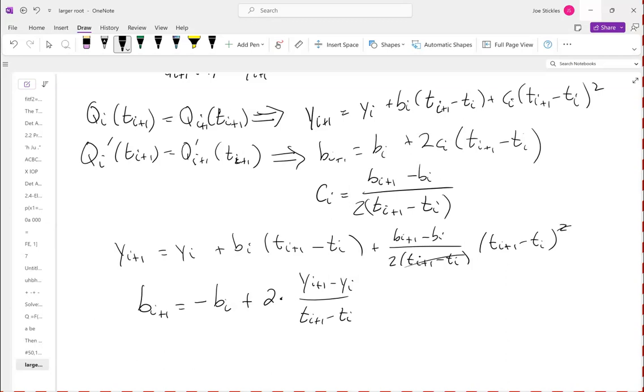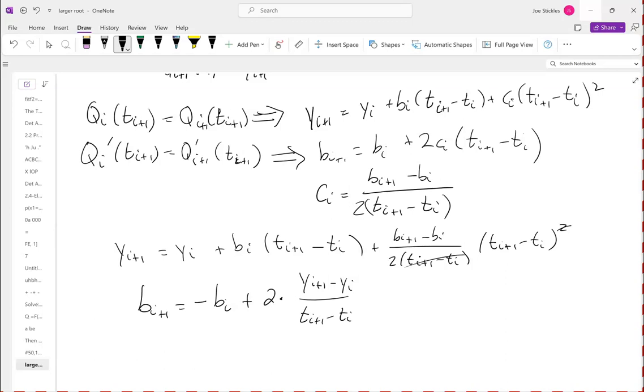Two common ones are, first, make your first segment just be linear, so that b naught will be the slope of your line from t naught to t1. That's one thing you might do, is just make the first segment linear. Another thing is that you might just make it zero, make the derivative zero at that point. So there's two possibilities, usually, what you'll use. We'll talk about those next time.